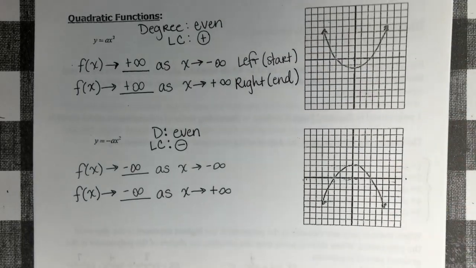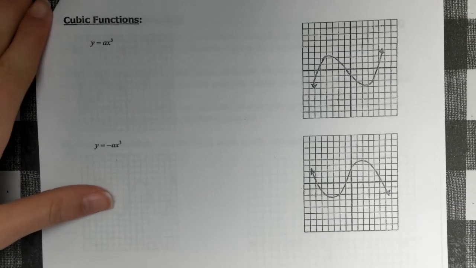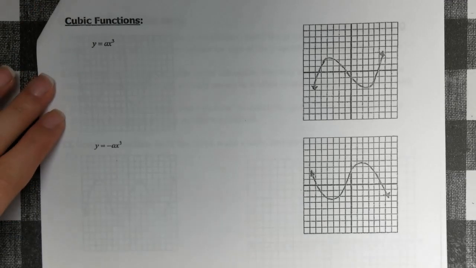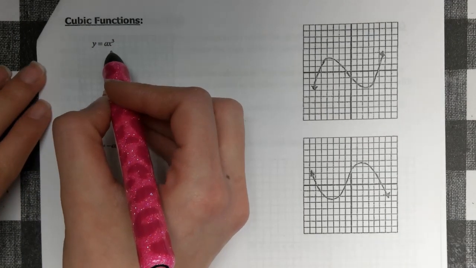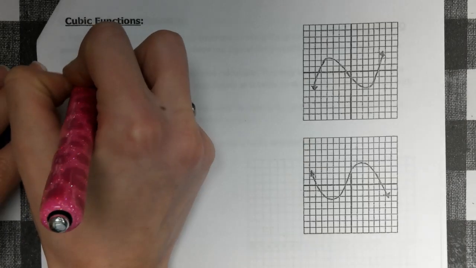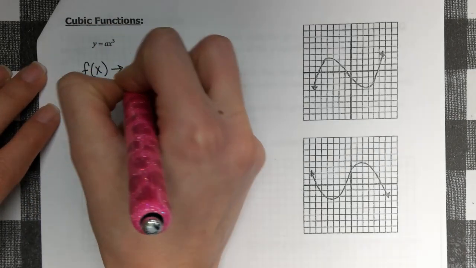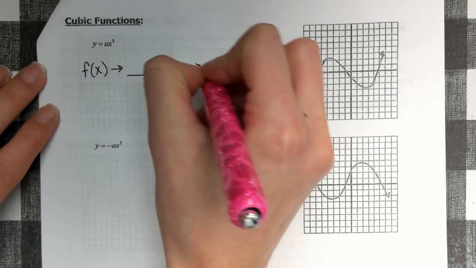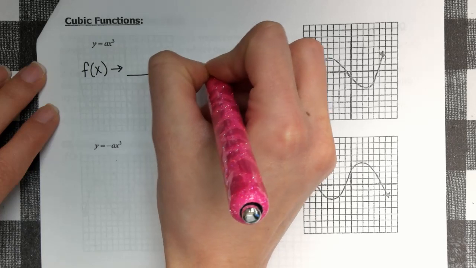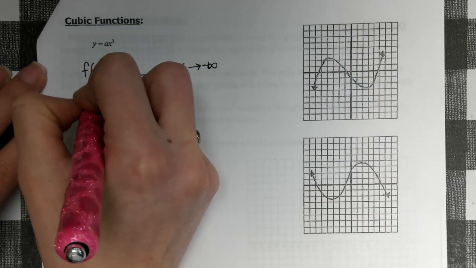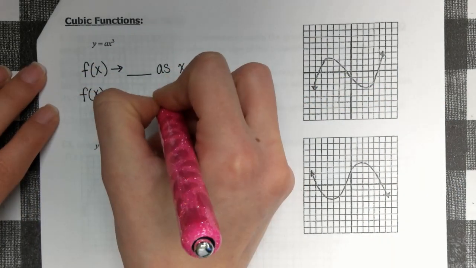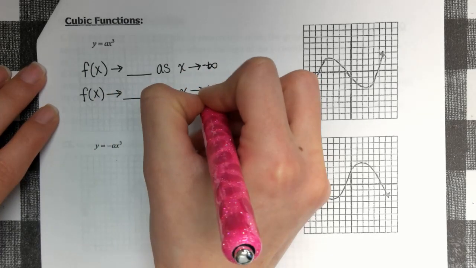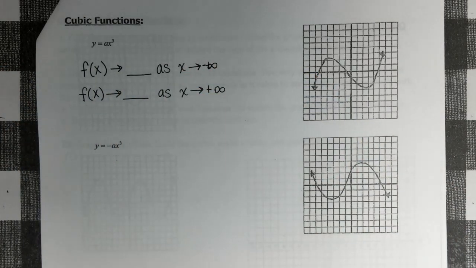Okay, so if we bump it up to a cubic function, I now have ax to the third power. Okay, so I'm going to start my template, f of x approaches blank as x approaches negative infinity, and then f of x approaches blank as x approaches positive infinity. I always do negative infinity for my x first because that's my left, and then my right side.